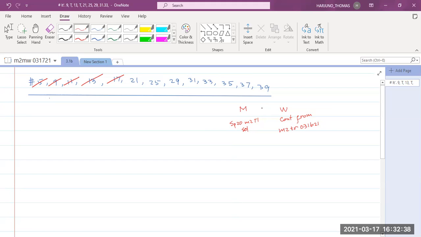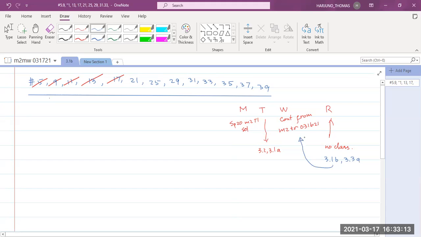Okay, so Tuesday, yesterday, we did 3.2 and part of 3.1. Now tomorrow they have no class. So what I originally planned to do tomorrow, which is 3.1b and 3.3a, that's what I will do right now. After all, we are done with the material to review our test 1.